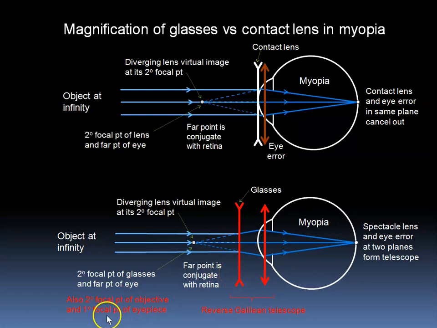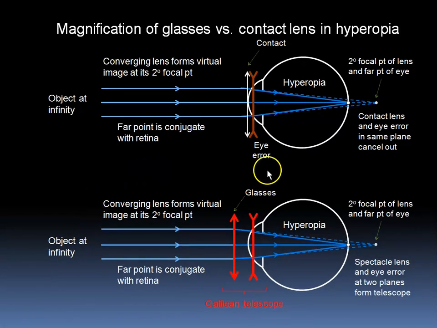Here we have a situation where we correct hyperopia, in which the eye has a minus eye error, insufficient power to focus the light on the retina. The light is focused further back. With the addition of a plus lens to compensate, the image is focused more in front and on the retina. As long as the image point is at the secondary focal point of the correcting lens, and this point is also the far point of the eye, this point will be conjugate with the retina and the image will be seen clearly.